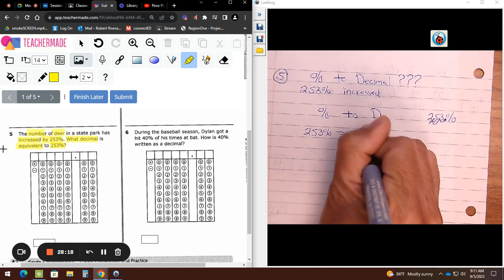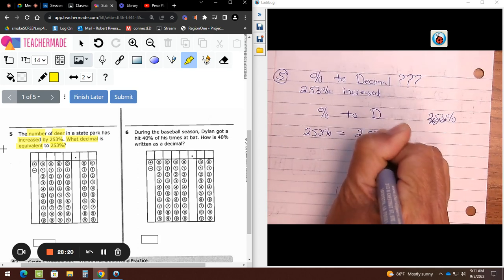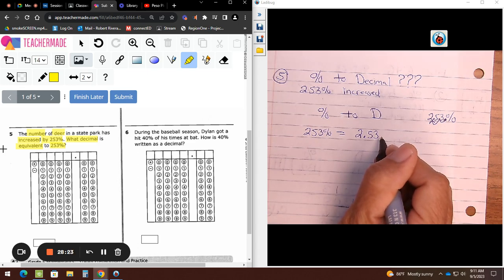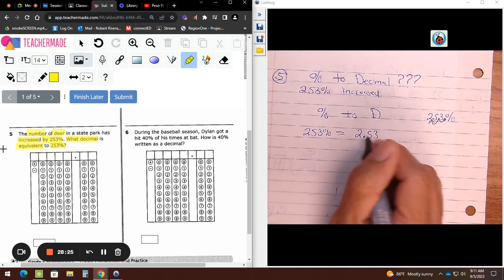What's the answer? 2.53. Do I put the percent symbol at the end? No, because we're going from percent to decimal. Done.